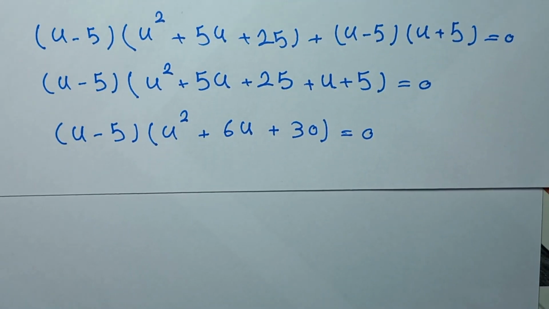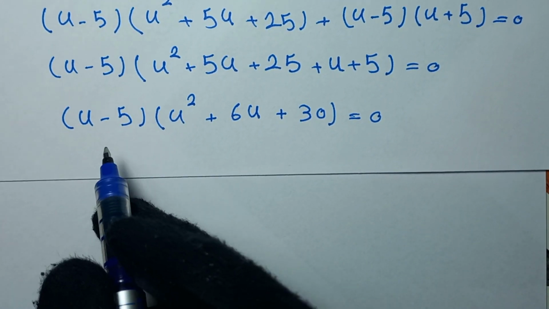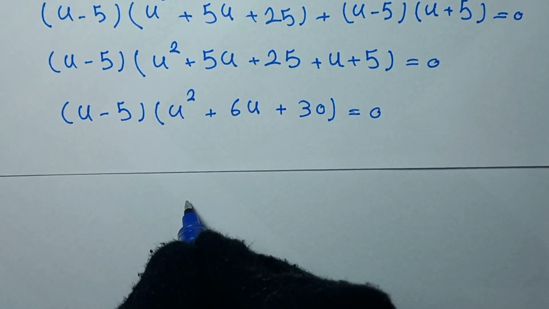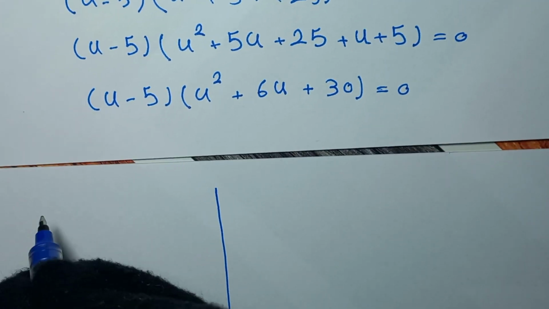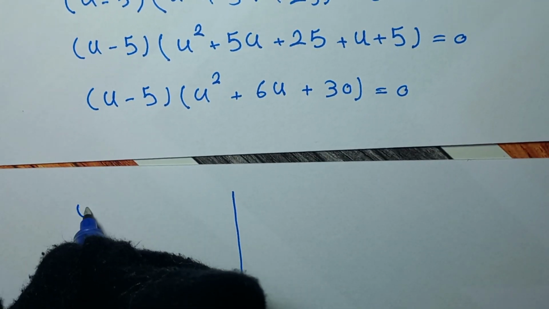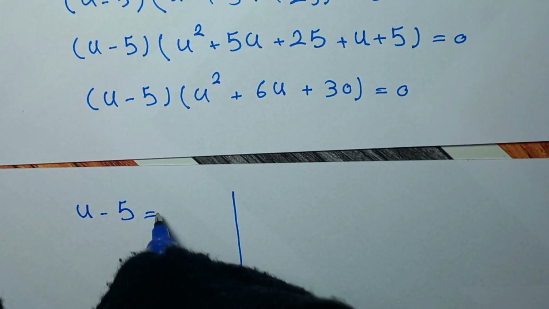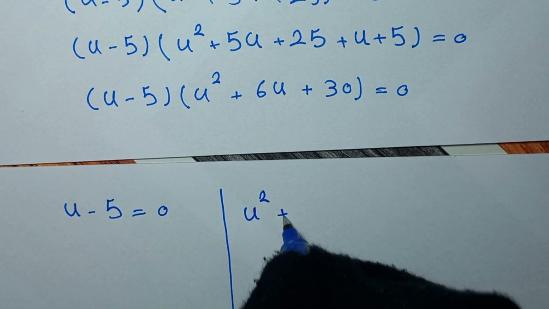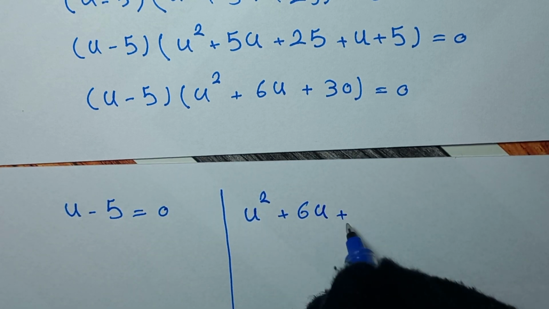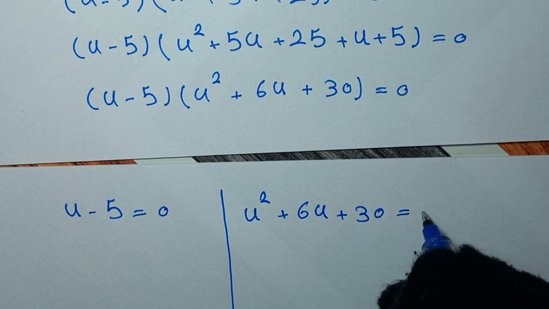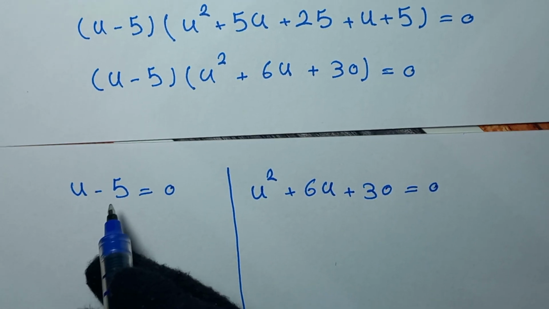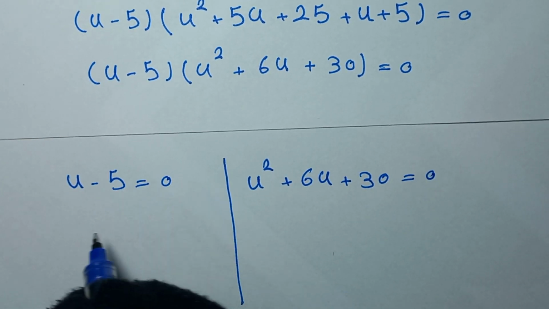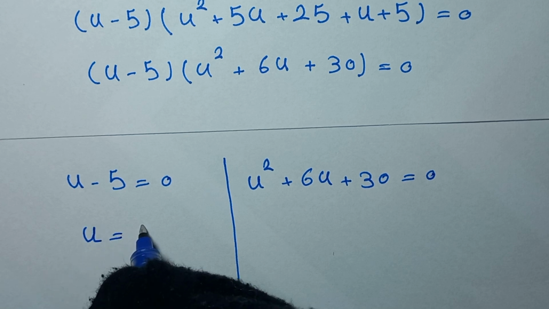And here, we have two solutions for u. u minus 5 is equal to 0, or u square plus 6u plus 30 is equal to 0. We take this negative 5 to this side, and it will be u is equal to 5.